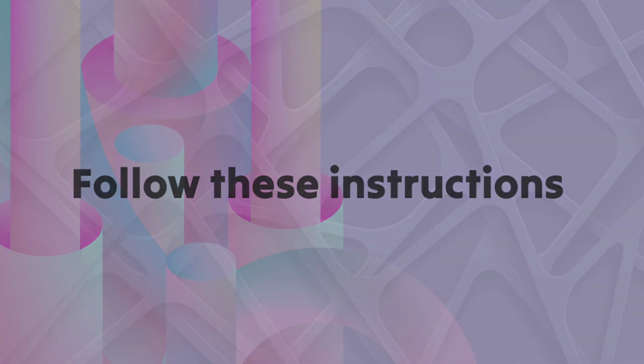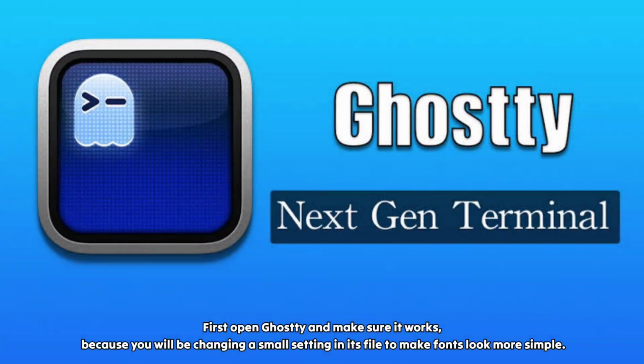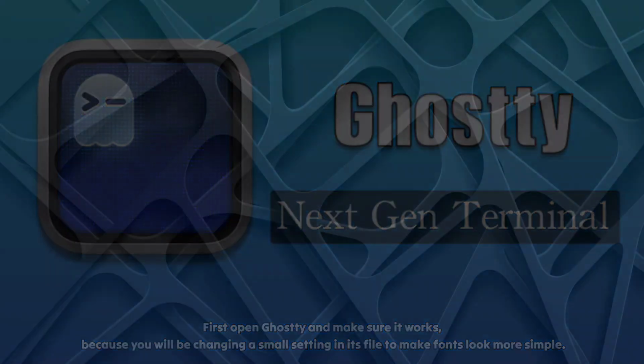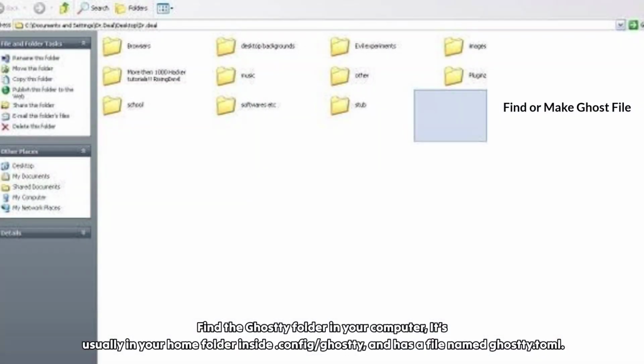Follow these instructions. First, open Ghostty and make sure it works, because you will be changing a small setting in its file to make fonts look more simple. Find the Ghostty folder in your computer. It's usually in your home folder inside config, Ghostty, and has a file named Ghostty.toml.